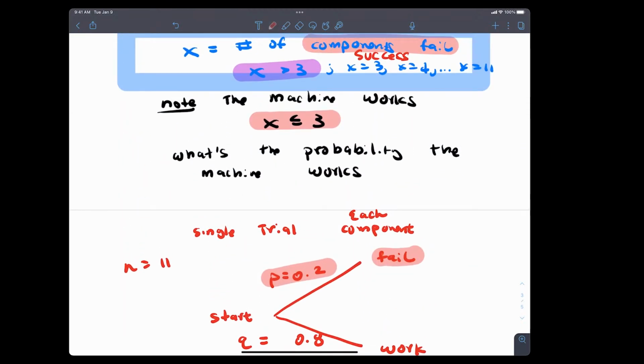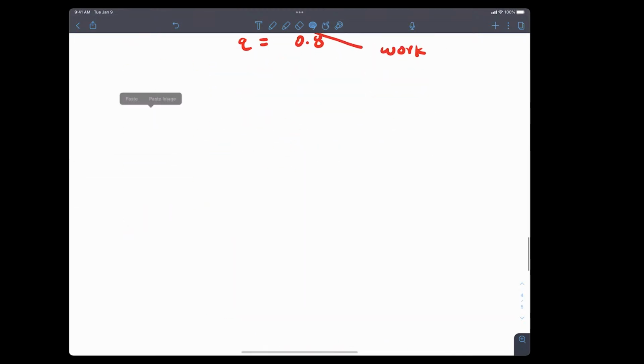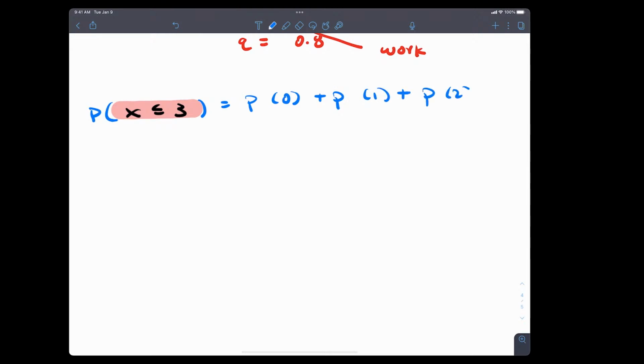They want to know the probability that the machine will work. It works when no more than 3 components fail. So we're going to copy this here, and write down what this means. This means x could be 0, x could be 1, x could be 2, x could be 3. These are my x values.